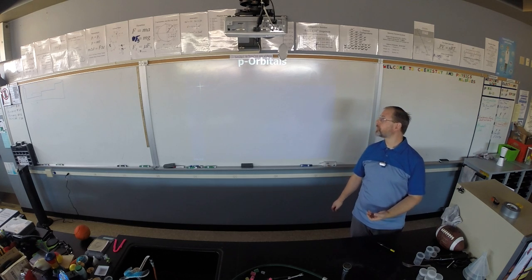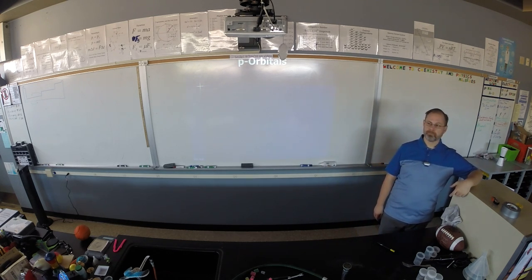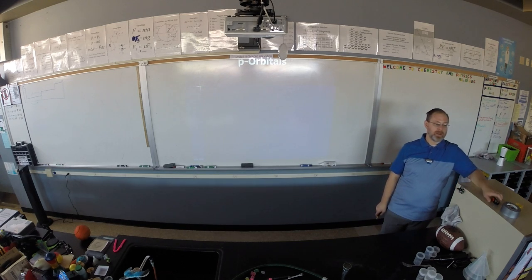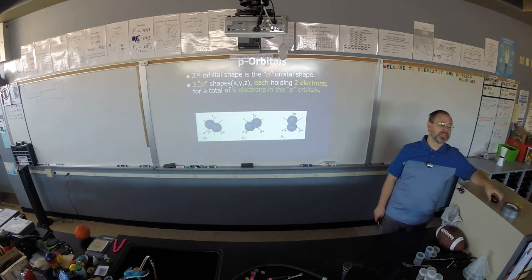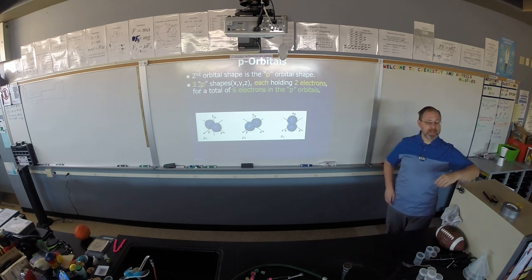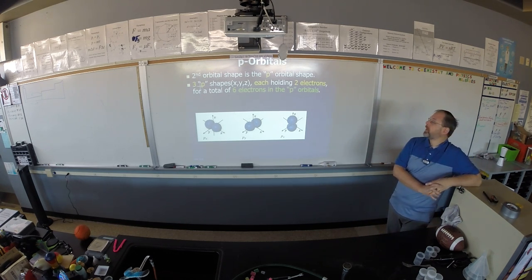The p orbitals can hold, I wonder how many? All orbitals can only hold 6. The p orbitals, there are 3 of them. Each orbital can hold 2, so the p orbitals can hold a grand total of 6 electrons. The entire collection of p's can hold 6.